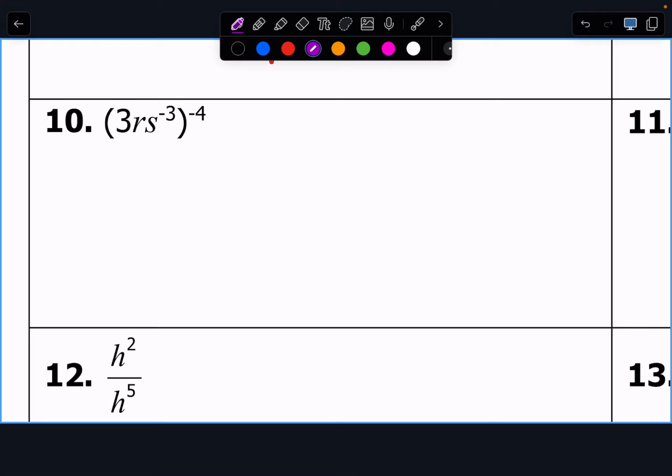R needs a 4, and then that's all you have to do. 3 times 3 is 9.